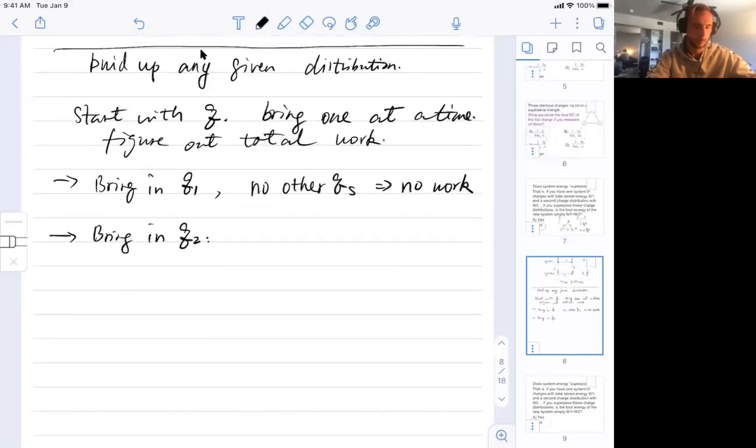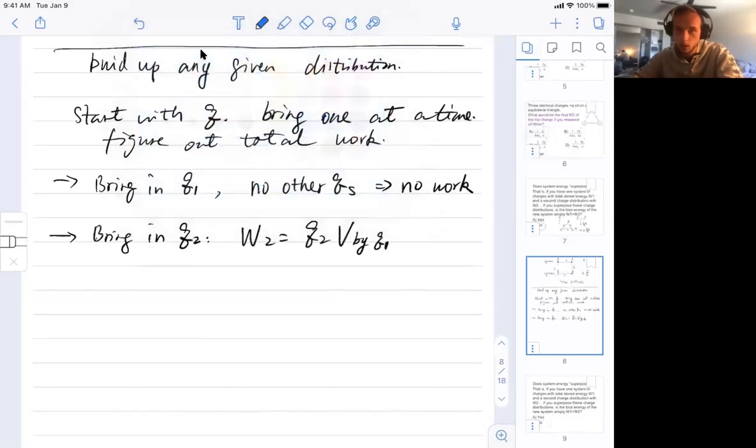Now let's bring another charge in, bringing Q2. Now Q2 will be under the electric potential generated by Q1. So the work done by bringing Q2 is Q2 times the potential. The potential is caused by Q1, so we get V by Q1, okay? So we can draw this little configuration. Let's say Q1 is in place here.